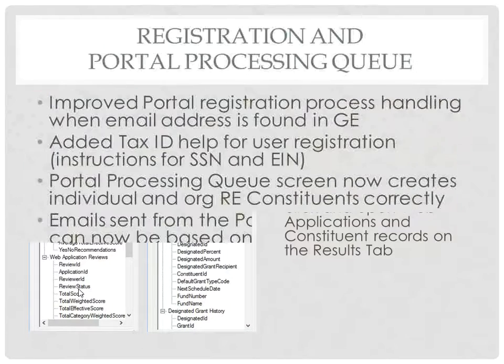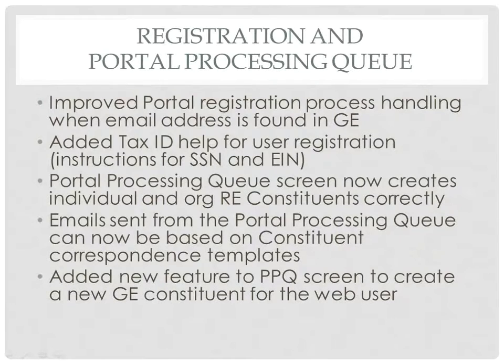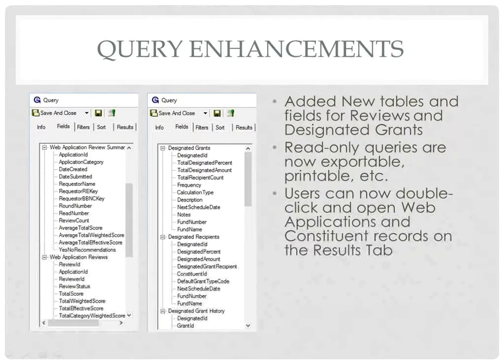So we've got new review fields in the query screen. We have designated grants as a whole new area in the query enhancements. Designated grants are here. Designated recipients we've got, and then also the designated grant history is all shown here.